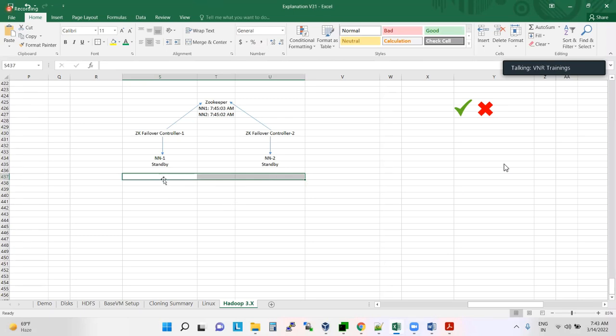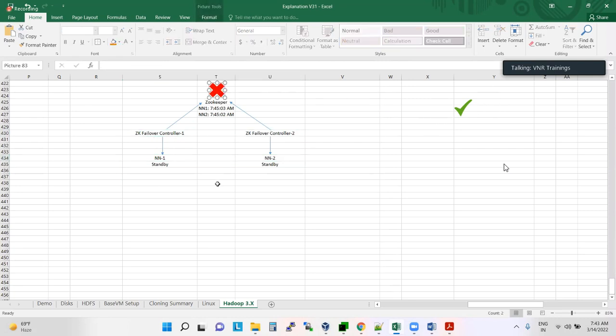Now these are all name nodes. Both name nodes are started. Both failover controllers are started. But Zookeeper was down at that time. What will happen?